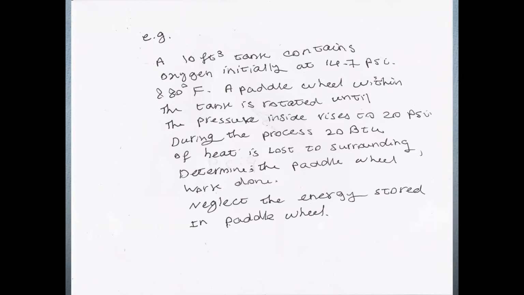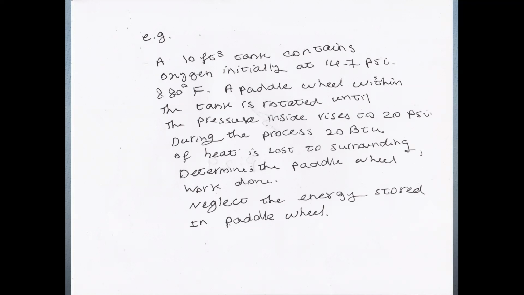Let's do another example. A 10 cubic feet tank contains oxygen, initially at 14.7 psi. Psi means pound per square inch. That's the initial pressure, P1. And 80 degrees Fahrenheit, that's the initial temperature, T1. A paddle wheel within the tank is rotated until the pressure inside rises to 20 psi, 20 pounds per square inch. During this process, heat is being transferred, and that heat is 20 BTU.